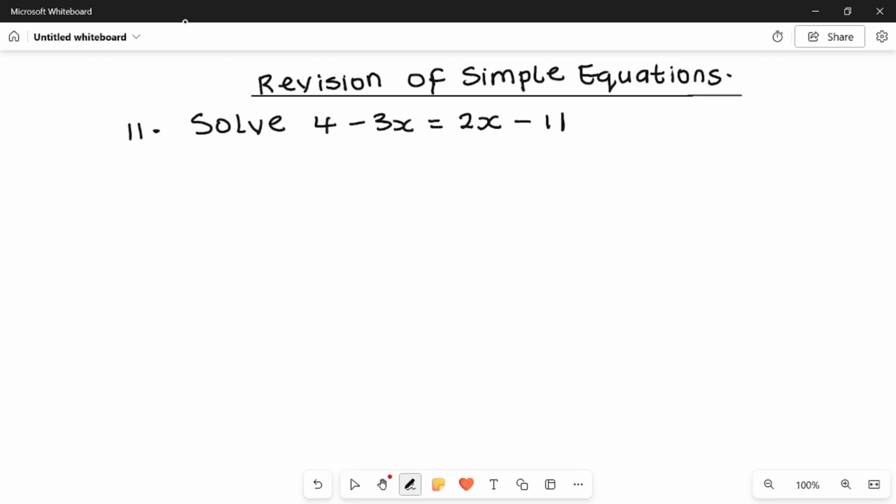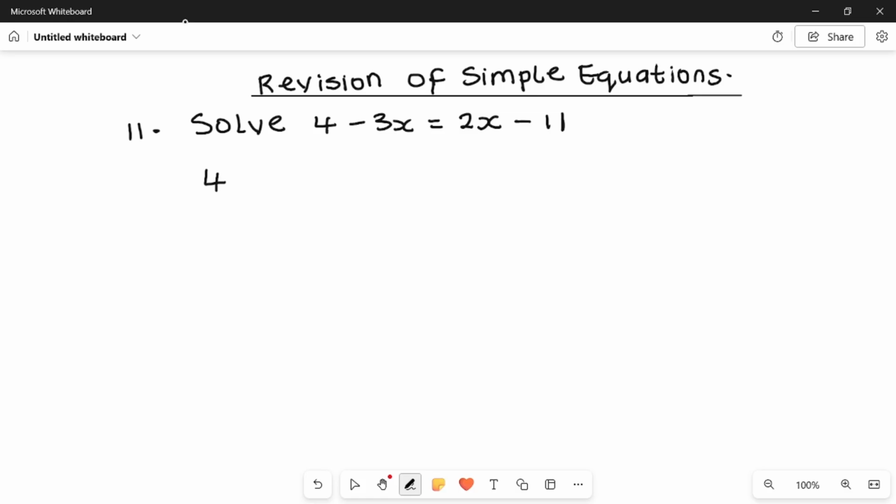So if you want to rearrange the equation, you either take 4 here and take 2x here, or you bring 11 here and take minus 3x here. So we'll do one of the above. All right, let's start. So if we rewrite this equation, we'll have what?